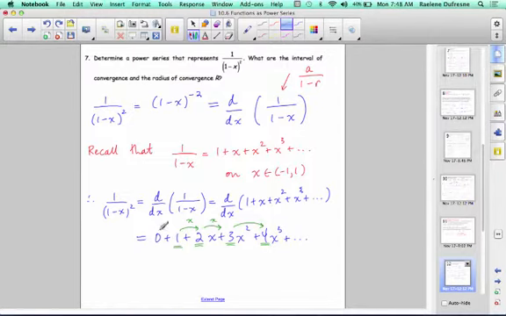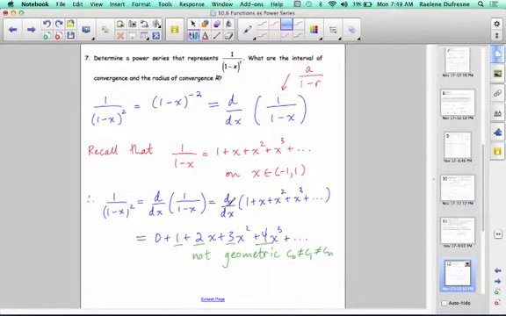From this first non-zero term to the second, we multiply by 2x, and then we multiply by 3 over 2x, and then we multiply by 4 over 3x. And so because the coefficients are not constant, we don't have a geometric series any longer. So as soon as we take the derivative of a geometric power series, the result is no longer geometric because the ratios are not equal.